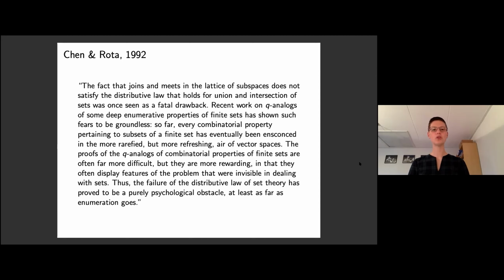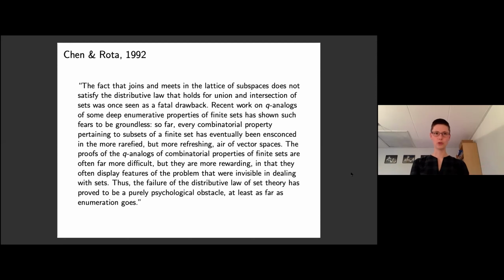The proofs of the q-analogues of combinatorial properties of finite sets are often far more difficult, but they are more rewarding in that they often display features of the problem that were invisible in dealing with sets. Thus, the failure of the distributive law of set theory has proved to be a purely psychological obstacle, at least as far as enumeration goes.